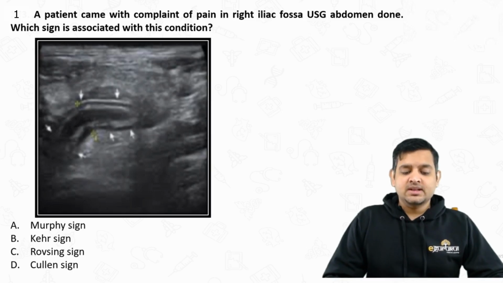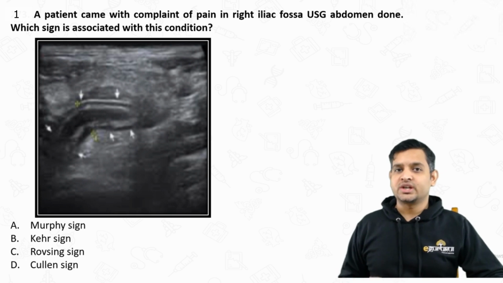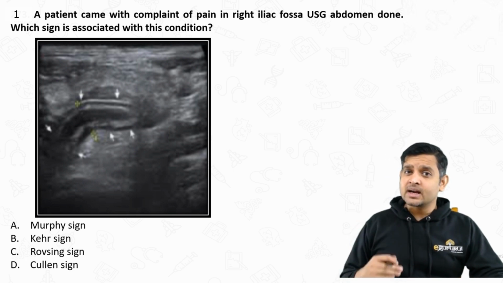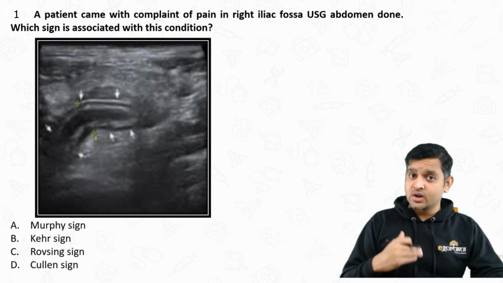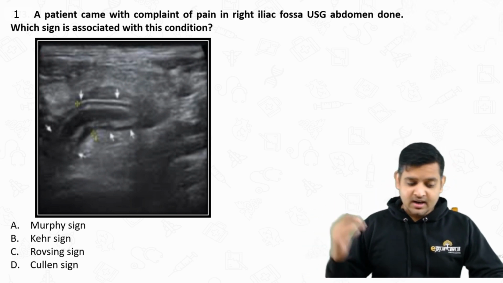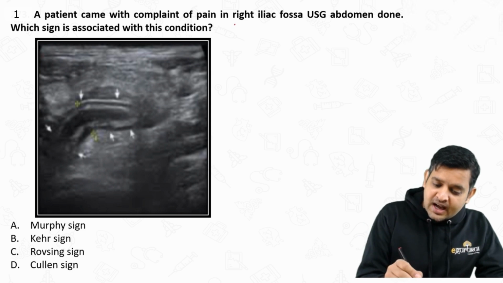A patient came with complaint of pain in the right iliac fossa, USG abdomen done. Which sign is associated with this condition? Now, this is a typical pattern. Now we are getting questions where on the basis of radiological knowledge, you have to solve your surgery question like this. Now we all know that's a right iliac fossa.